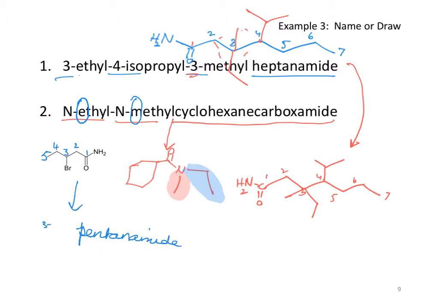The third position of which contains the bromine group. So that becomes 3-bromo-pentanamide.